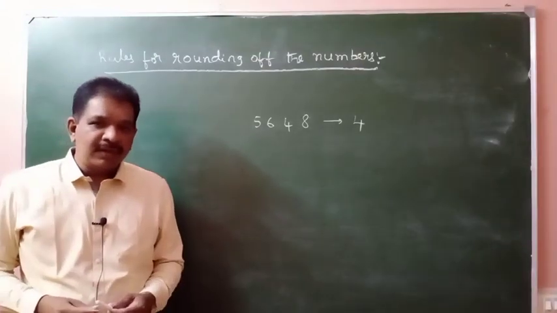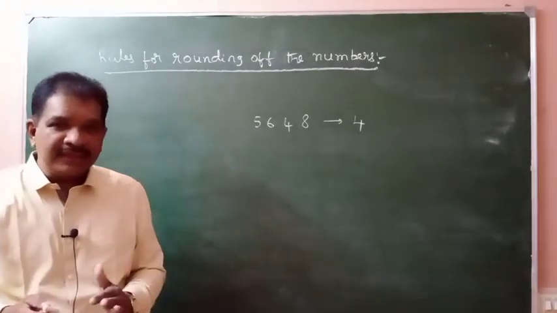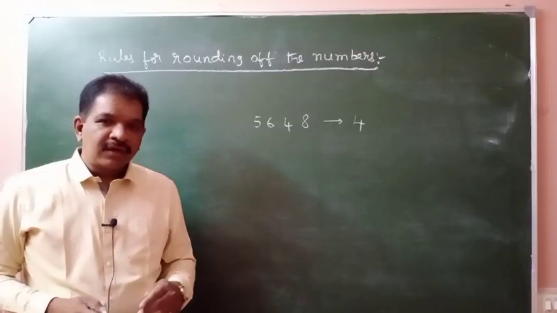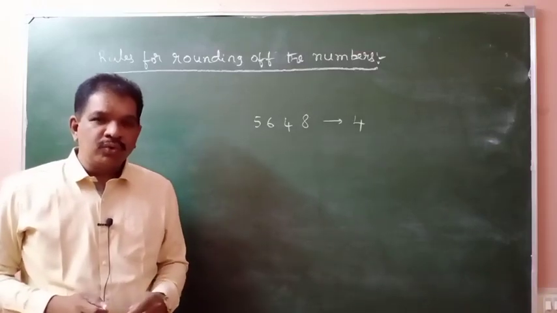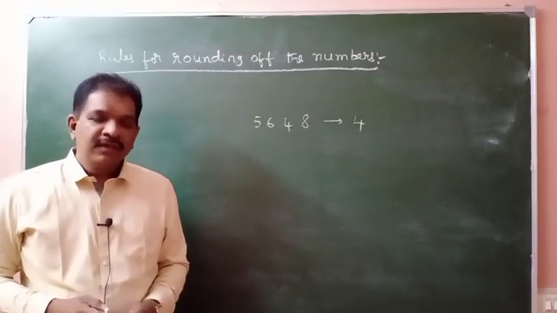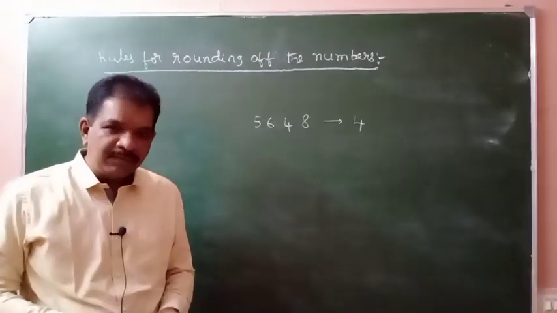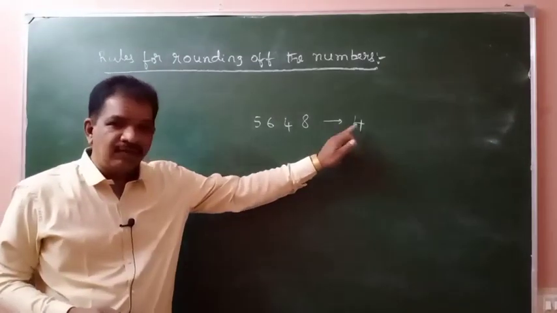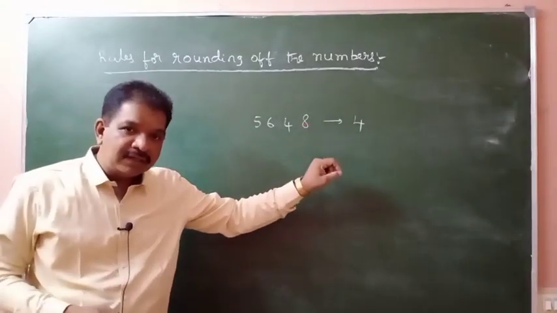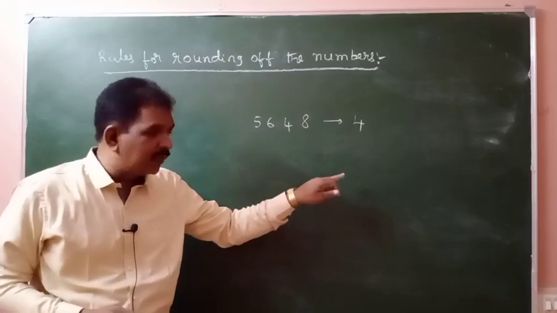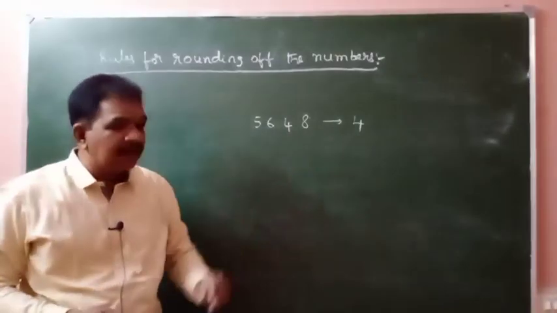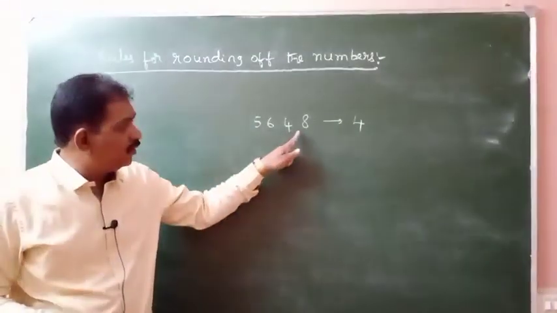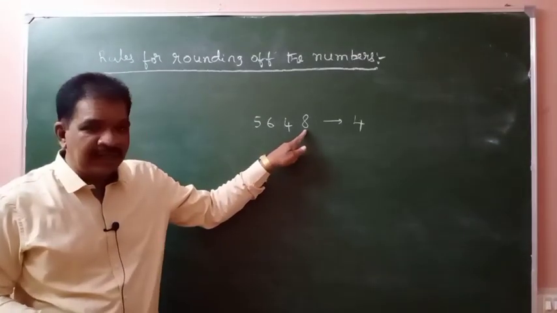Round this number to 3 significant figures. Round this number to 2 significant figures. Like that the questions will be there. So here how many significant figures are there? 4. What will they ask? They will ask round this one to 3 significant figures. So we have to remove this 8.